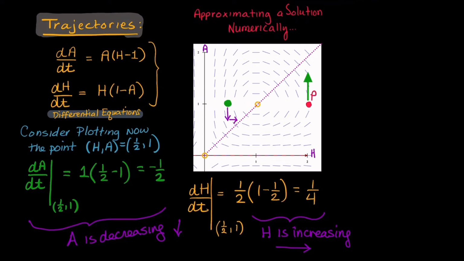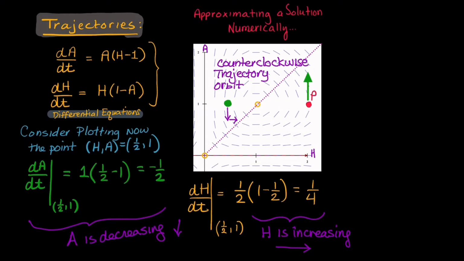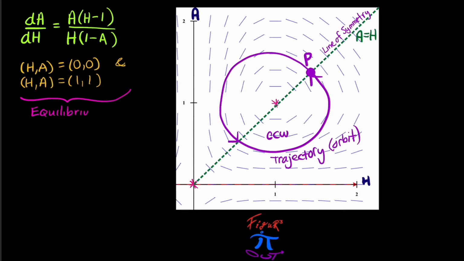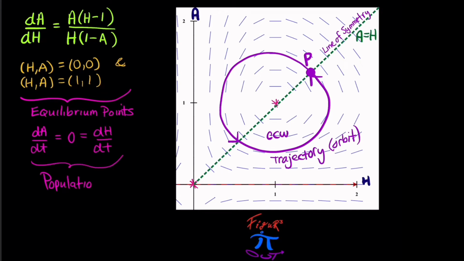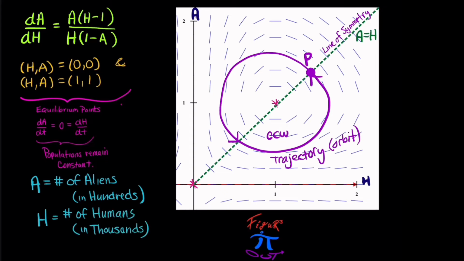So this indicates the flow of the trajectory, a counterclockwise flow, that the populations will evolve over time along a trajectory that fits into a particular orbit around the equilibrium point. Now, the equilibrium point, again, is where both populations have a rate of change of 0. That is to say that the populations will remain constant. And we notice that our point (H, A) of (1, 1), that is 1,000 humans, 100 aliens, will constitute an equilibrium point at which the populations should remain constant.